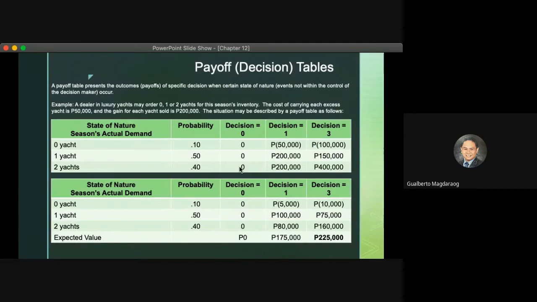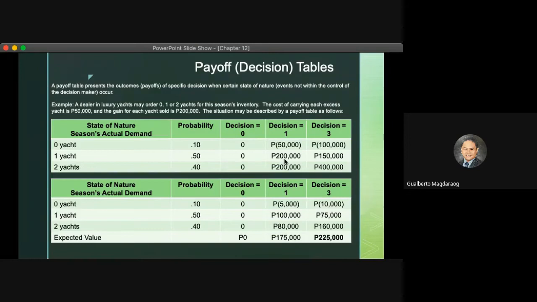Okay? Now, when we decide to produce 1 unit and there is 0 demand, walang bumibili, therefore we have to pay 50,000 because we have to maintain that yacht. Kaya negative 50,000 tayo dito. Wala pang benta, pero kailangan natin magbayad kasi excess yun eh. 0 lang ang demand, meron tayong isa, so may excess tayong isa. So we have to maintain it. Now, kung may isang demand at meron tayong isang inventory, then makakabenta tayo. At kikita tayo ng 200,000. At dahil walang sobra, wala tayong i-maintain na excess yacht, so wala tayong 50,000 na babayaran. Kumita lang tayo ng 200,000.